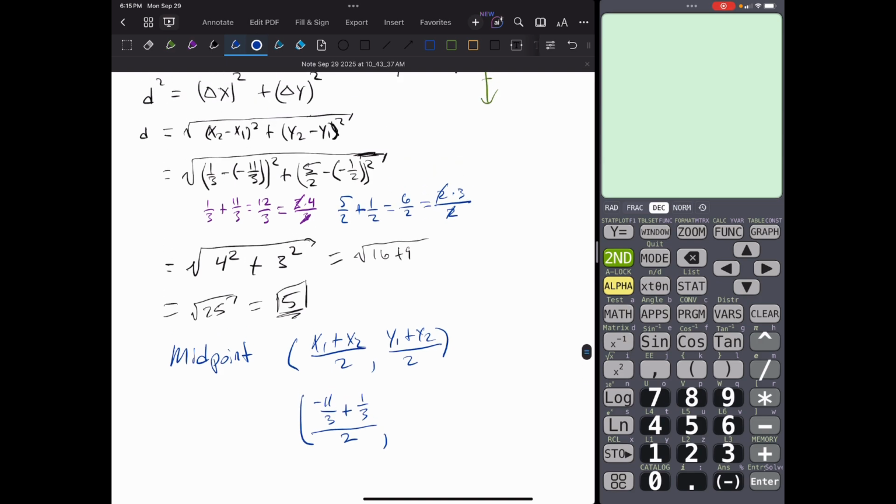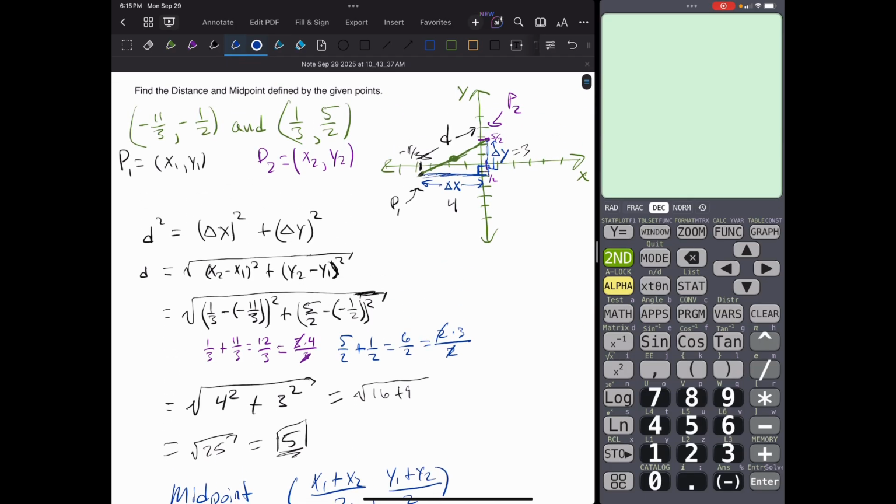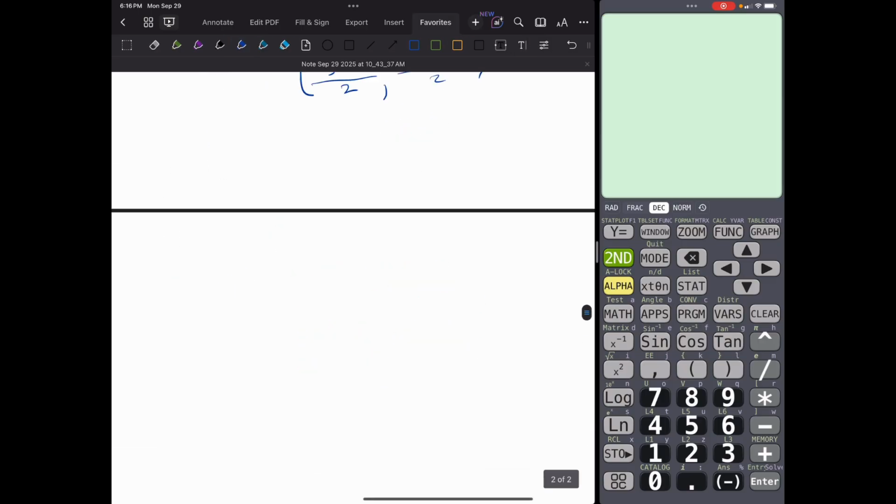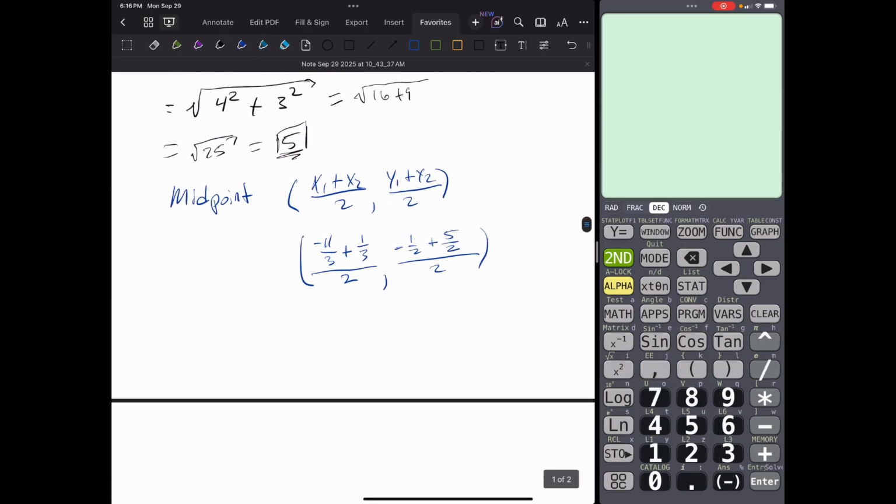All right, now let's take a look at our y's. We've got our y1, which is going to be negative 1/2, and our y2, which is 5/2. So I have negative 1/2, and then I have plus 5/2, all divided by 2. All right, well, let's evaluate that. Let's put another page here so we can have a little space to think.